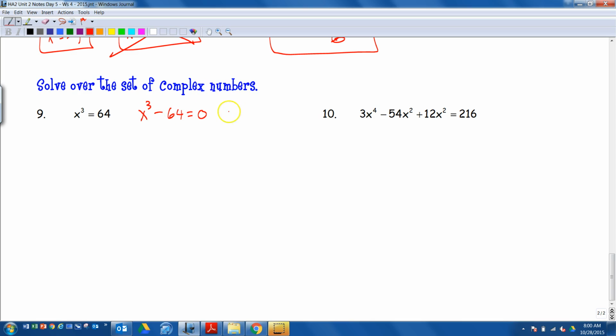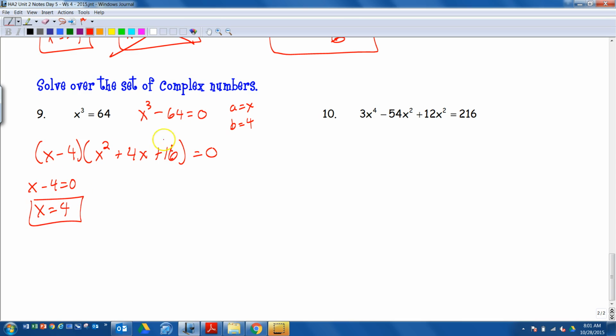So in this case, a is equal to x and b is equal to 4. So I'm going to do my cube pattern, which states that a minus b, so x minus 4, times a squared plus a times b plus b squared. So now I can set both pieces equal to 0, and you do still get the x equals 4.